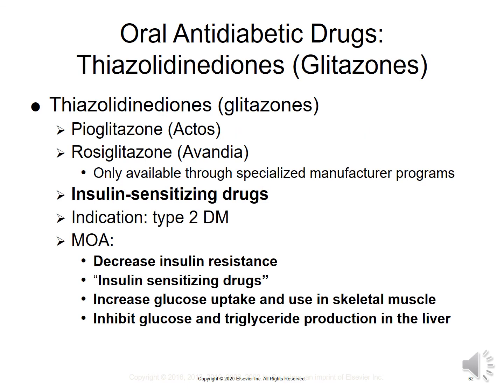Okay, glitazones like Actos and Avandia. These are insulin sensitizing drugs, which just means they make the cells more sensitive to the insulin and allow it to unlock the cell in those patients who are insulin resistant. So it decreases insulin resistance. It's called the insulin sensitizing drugs. And what it does is increase glucose uptake and use in skeletal muscles, and it inhibits glucose and triglyceride production in the liver.